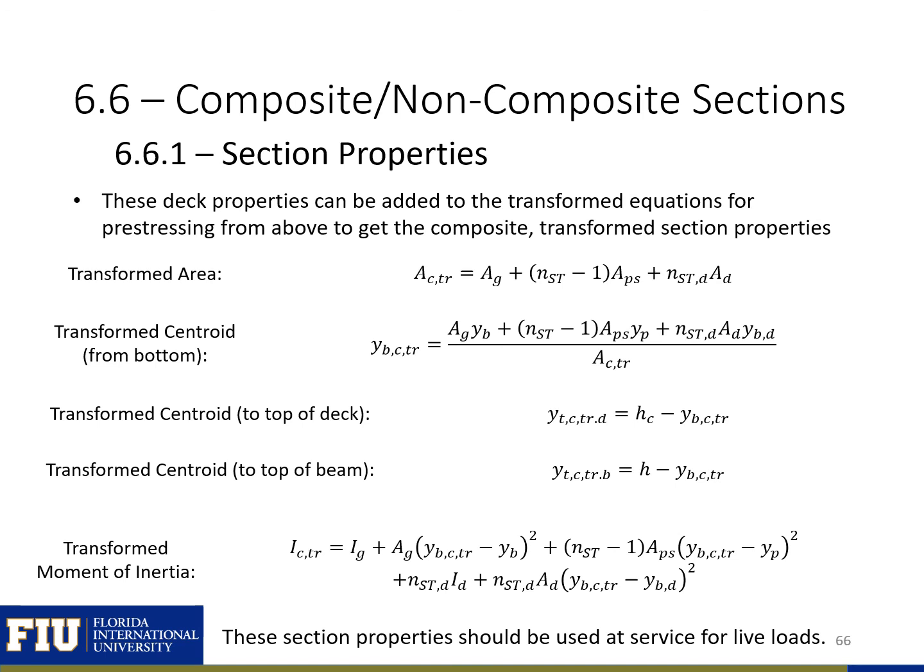We can find our transformed section properties using the same base equations that we did earlier in class. The only difference is we'll have an additional component here, which is our transformed deck area or deck components. So here is our transformed composite area. It's just our gross area plus n minus 1 times our pre-stressing plus n for our deck times the deck area. We can do the similar thing as before for our transformed centroid.